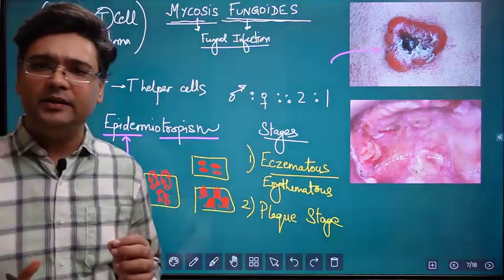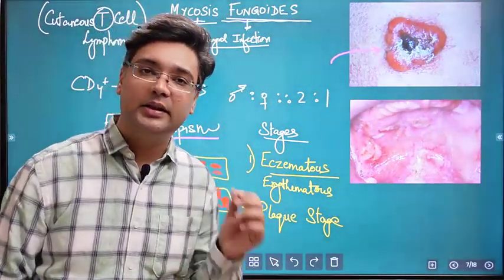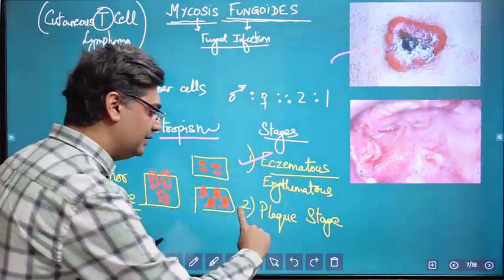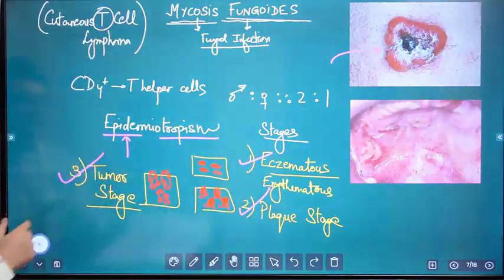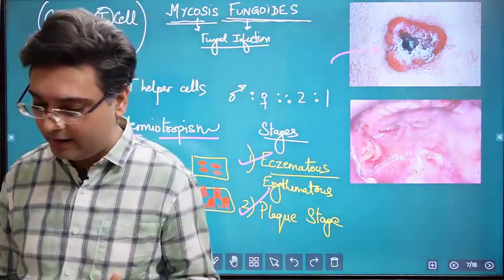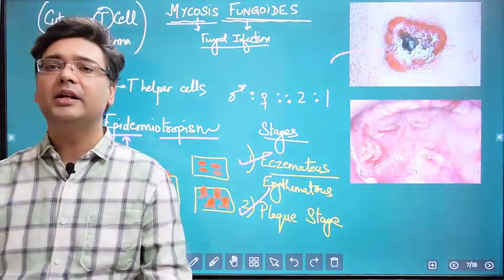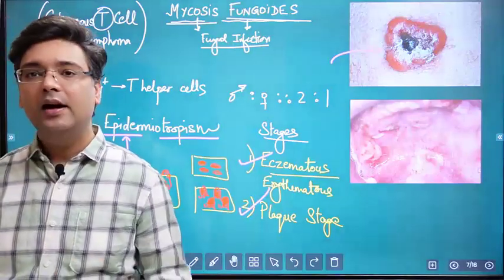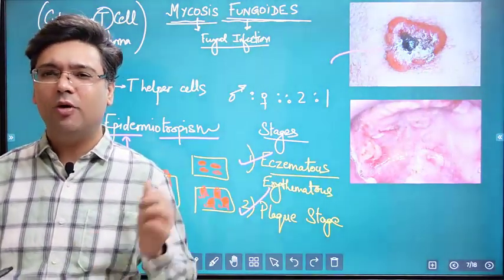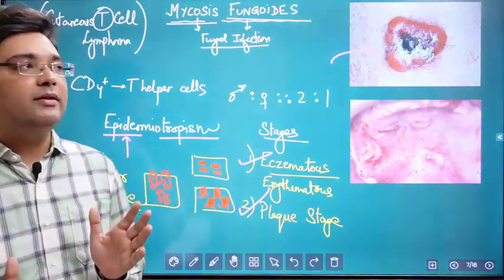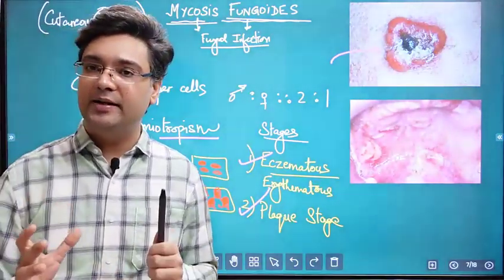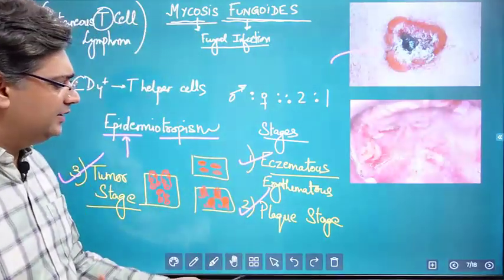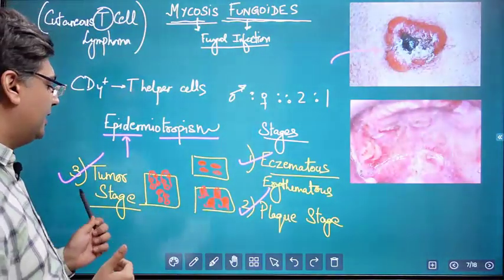So what we are seeing is that mycosis fungoides has 3 stages. The first stage is the eczematous stage, the second is the plaque stage, and the third, which we are taking a look at, is the tumor stage. Now sometimes a very aggressive form of this disease happens. Normally mycosis fungoides spreads slowly and slowly. Slowly it will travel through these stages, which are the eczematous, the plaque and the tumor stage.